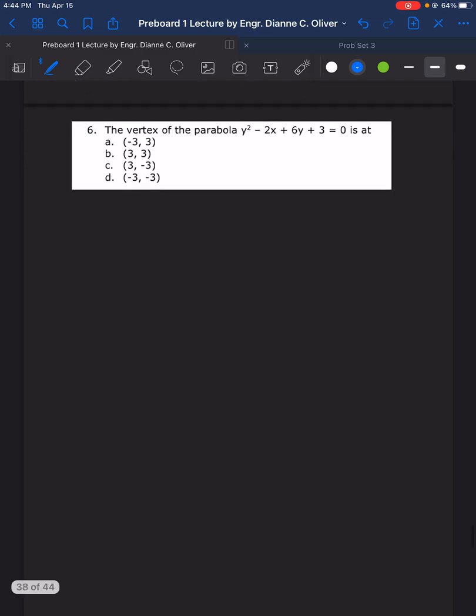Now for number 6, we have here the vertex of the parabola y² - 2x + 6y + 3 = 0. So it's looking for the vertex. Is it letter A, (-3, 3)? B, we have (3, 3). C, we have (3, -3). And then D, (-3, -3). Okay?